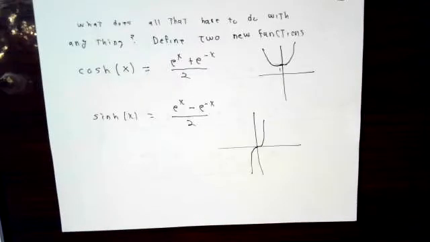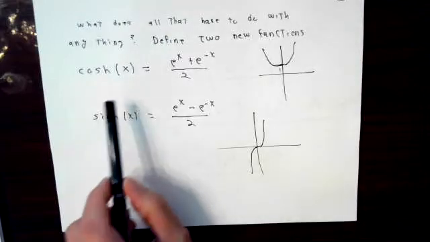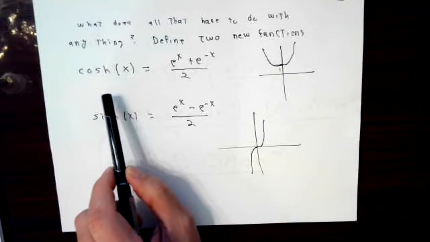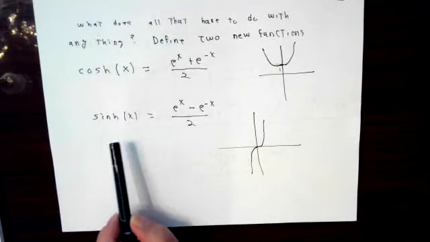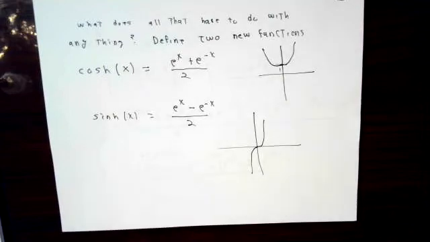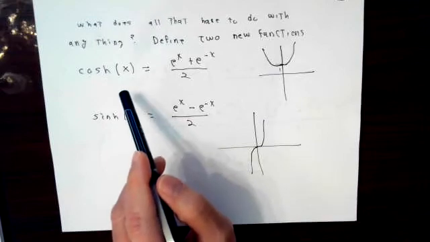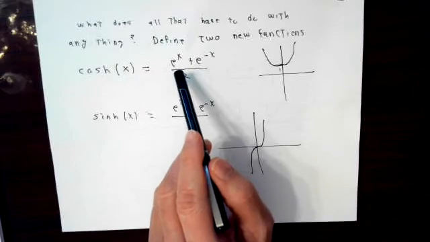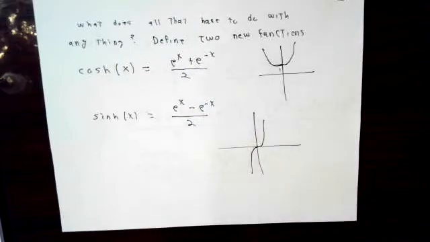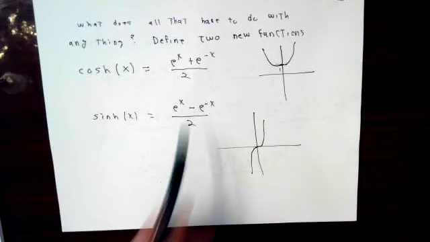Having said that, we're going to define two new functions. COSH, which is pronounced hyperbolic cosine of x, and SINH, hyperbolic sine of x. The e that I'm talking about here is the usual e, the 2.71 type number. I'm going to define hyperbolic cosine of a number to be e raised to that number plus e raised to the negative of that number, divided by 2.